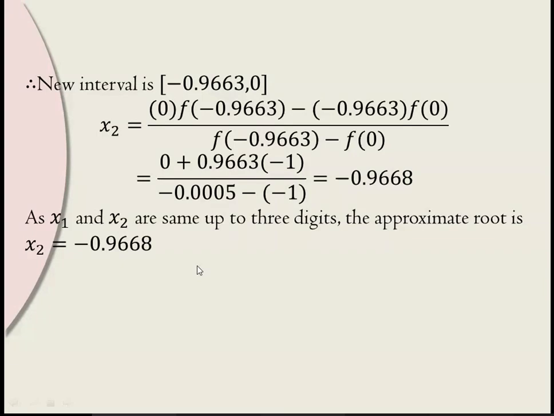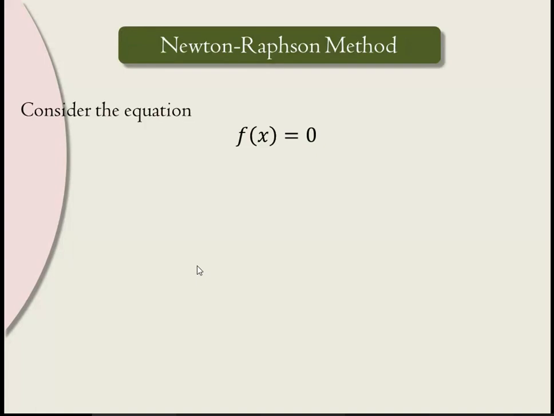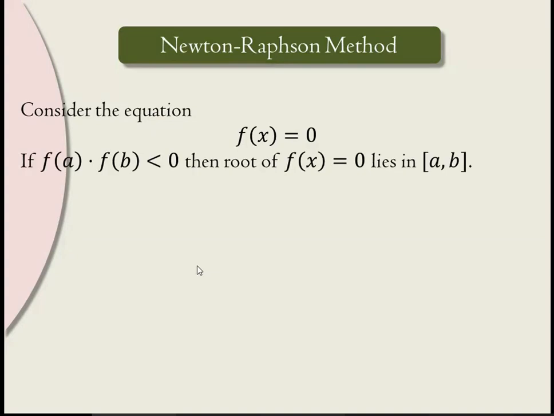Now, there is one more method by which we can find roots of a transcendental or algebraic equation, and that method is the Newton-Raphson method. The fourth method. Again, for that, we are given some equation f of x equal to 0. The first step will be the same. Find the 2 points A and B such that f of A and f of B have opposite signs. Opposite sign means their product is negative.